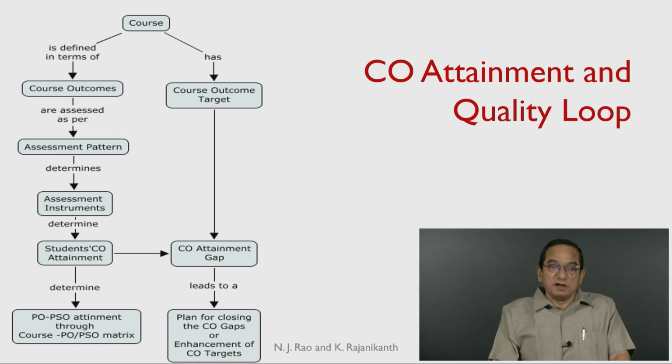There is also another component in this diagram. The attainment of the course outcomes leads to the attainment of POs and PSOs through the course PO PSO matrix. We will look at this aspect of attainment of POs and PSOs in the next unit. In the present unit, our focus is on determining the attainment of course outcomes, setting the targets for the course outcomes, determining the attainment gap, and based on the gap, acting appropriately.